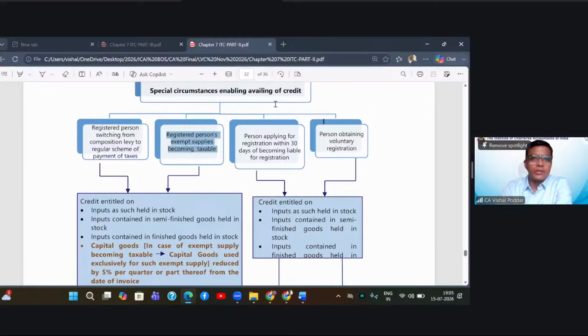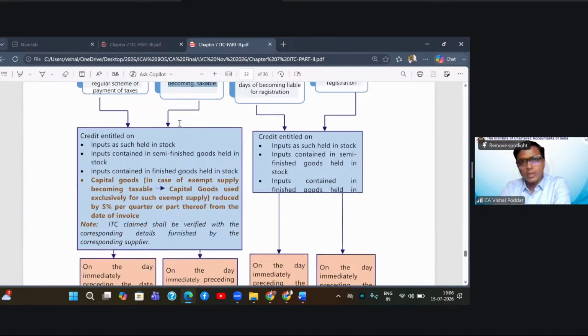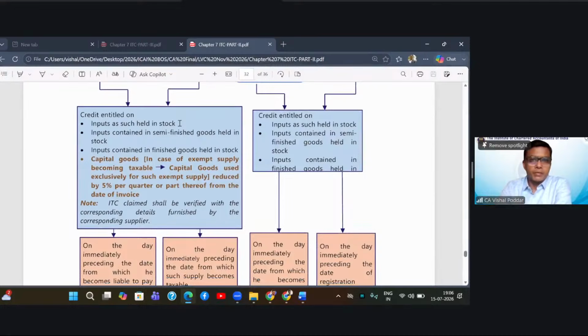Now in this, as you can see, there are two categories. On the right hand side, you have the category of unregistered to registered. On the left hand side, you have categories of those persons who are already registered, but either under composition scheme now switching to regular, or earlier exempt now switching to taxable. Now, what is the difference? Where you are switching from unregistered to registered, you can avail the credit of goods lying in your stock, but which goods? Only inputs, not capital goods.